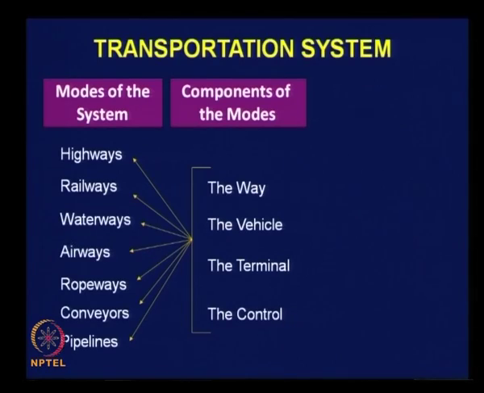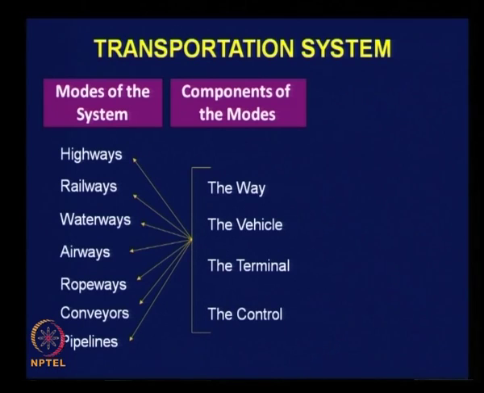Let us look at the characteristics of vehicles in each of these modes. If you consider highways, the vehicles have wide ranging static and dynamic characteristics. We have very large vehicles like multi-axle trucks, articulated buses, and smaller vehicles like cars, motorized three-wheelers, motorized two-wheelers, and so on. And the way is capable of accommodating all these categories of vehicles. Even though they widely vary in their static and dynamic characteristics, the highway system is able to accommodate all these kinds of vehicles because of the flexibility available in the highway system.